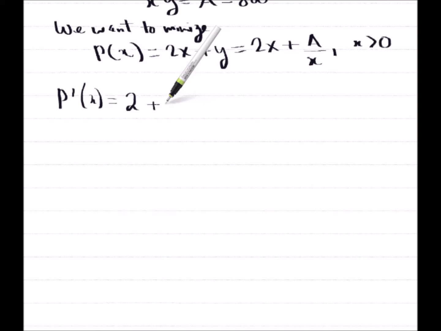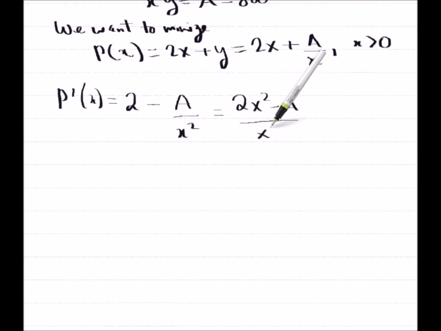So if I differentiate this, I'm going to get a minus sign. This is a times x to the minus 1, so it's going to give me minus a times x to the minus 2, so over x squared. I could leave my function like that. I could also put everything over a common denominator if I want to. So 2x squared minus a over x squared.